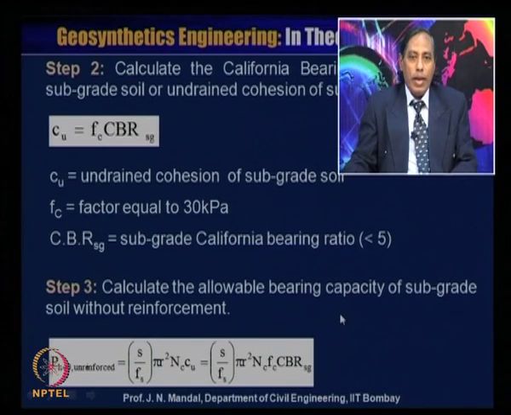Step 3: Calculate the allowable bearing capacity of the subgrade soil without reinforcement. If you use this equation, p at h equal to 0, unreinforced, is equal to s by fs into pi r square Nc into Cu, which is equal to s by fs into pi r square Nc into Fc into CBR_sg. You are substituting the value Cu equal to Fc into CBR_sg.